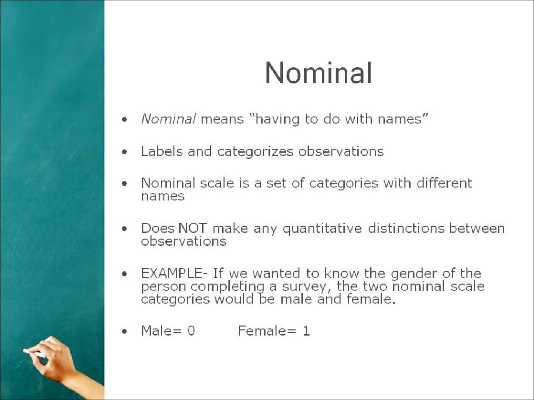While nominal data has to do with names, it can be represented as a number. For example, if you were to code it in SPSS, male may be given the numerical code of a 0 and a female as a 1. The numbers don't measure any kind of difference or assign any kind of order. They simply represent a category.